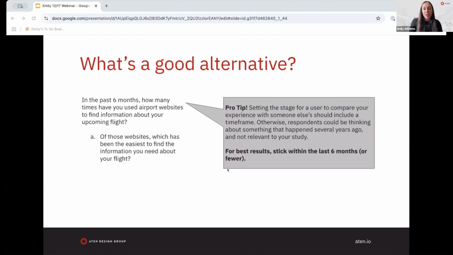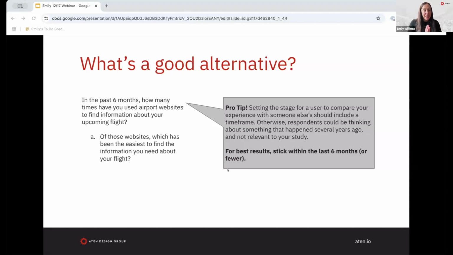And so let's say we want to really hone in on frequent travelers because we want to see how our redesign, or how our website, stacks against other competitors. So we can say, now, in the past 6 months, how many times have you used airport websites to find information specifically about your upcoming flight? And then they can answer, and of those websites, which did you find easiest to use? So this is just an example of how you can set the stage, have users recall information, and see how you stack against your competition.